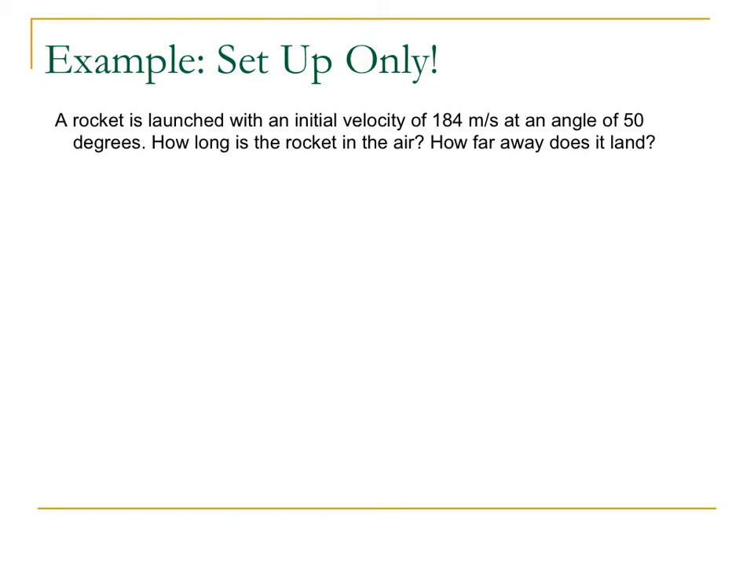Okay, so I'm going to set up one of these problems only. The next example, I will actually go through and solve it. All right. So in this problem, a rocket is launched with an initial velocity of 184 meters per second at an angle of 50 degrees. How long is the rocket in the air? How far away does it land? So we're only going to set up, which is what you're going to do in your follow-up questions.